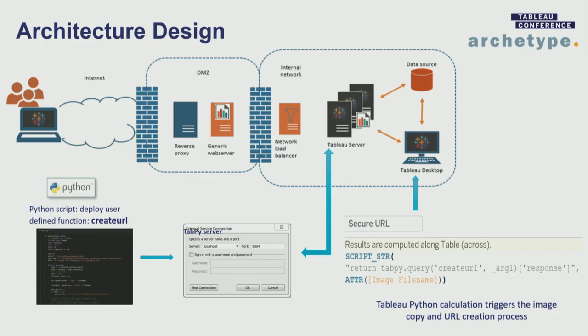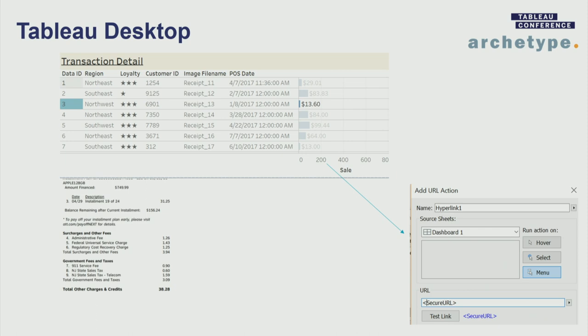You just go to your dashboard. The next step, which is pretty easy, is you go to your Tableau Desktop, drag your worksheet into the dashboard and put a web page under it. And in the URL action here in the right corner, you just put the calculation you just saw in the previous slides, passing the secure URL here. Then after you have everything set up, you just click any transaction data in this dashboard and bingo, it will pop up the corresponding images which you have stored in the web server folder.